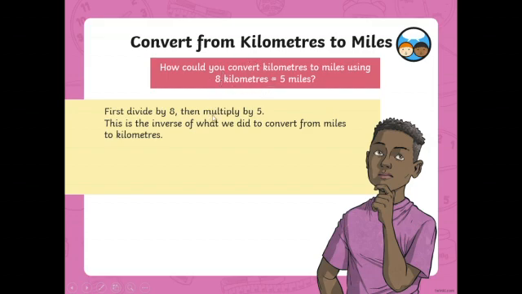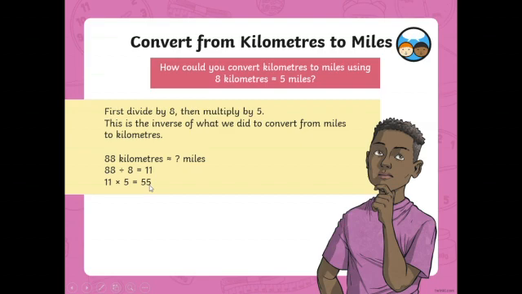So if we were to do it for 88 kilometres, we would want to work out how many lots of 8 kilometres there are. So we divide 88 by 8, which is 11. And then to convert that to miles, I know 8 kilometres is 5 miles. So 11 times 5 would get me to 55.